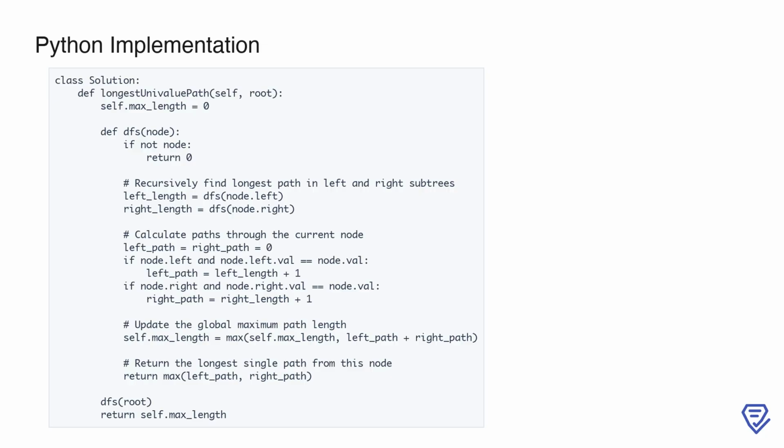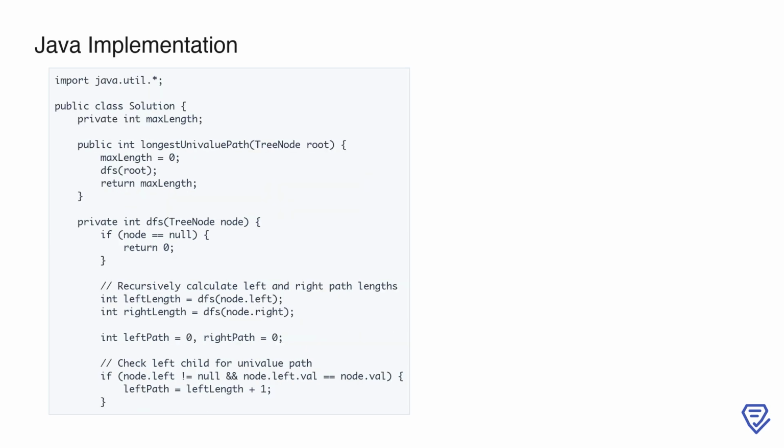The DFS traversal ensures each node is visited once, making the time complexity O(n), where n is the number of nodes in the tree. The space complexity is O(h), where h is the height of the tree, due to the recursive call stack. Here, we begin the Java implementation of the solution. First, we import the necessary utilities and define the solution class.